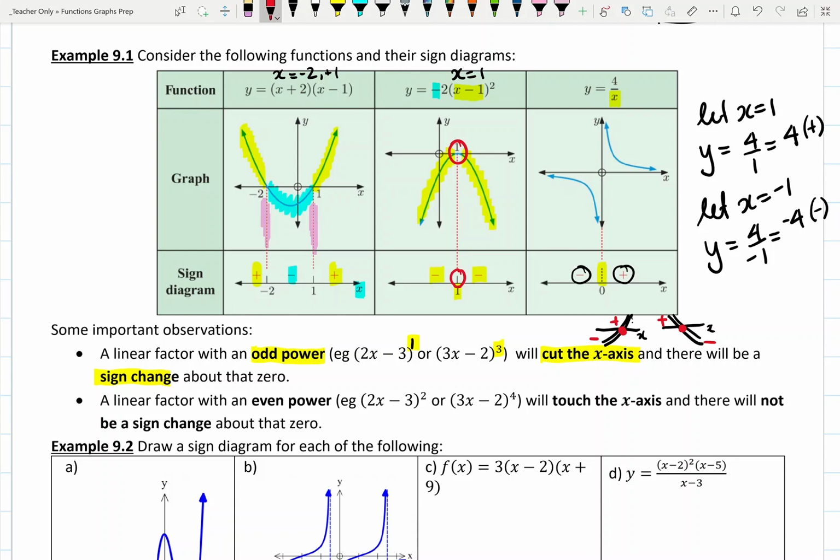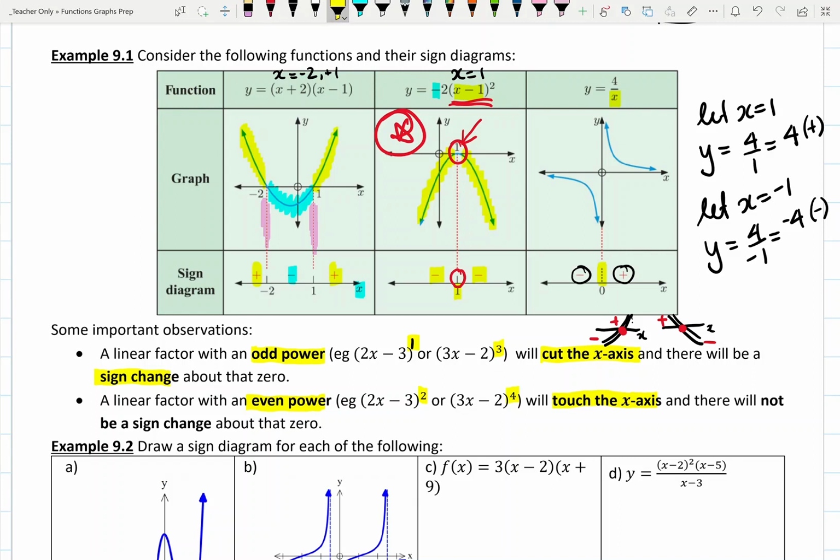So that's odd powers. If it's an even power, so for example 2x minus 3 to the power of 2 or 3x minus 2 to the power of 4, it's going to touch the x-axis. This is where we see the repeated root. For example, in this second example up here, we've got a repeated root of x minus 1, and you can see that it is in fact only touching the x-axis. That will be the case for any even power on a linear factor.